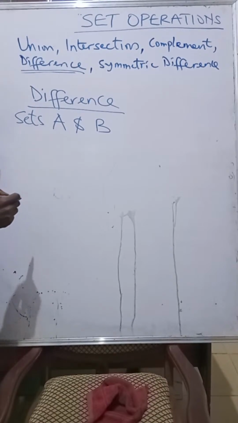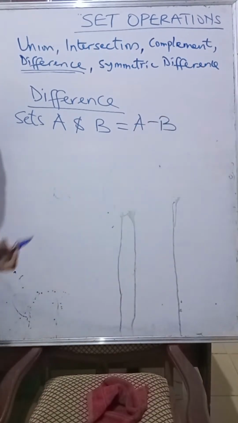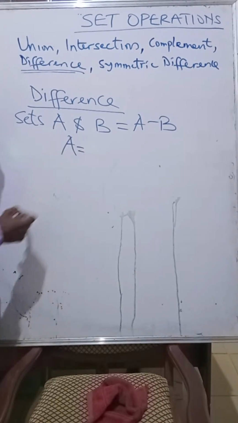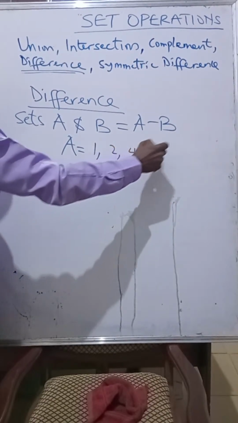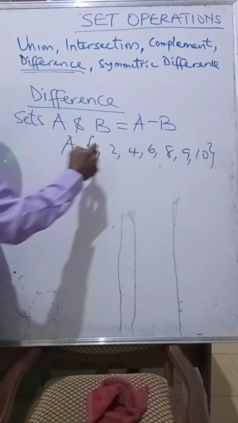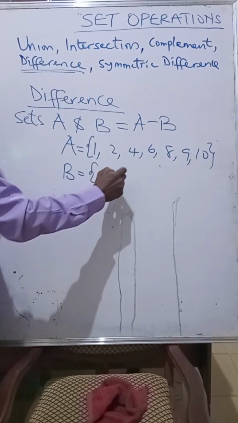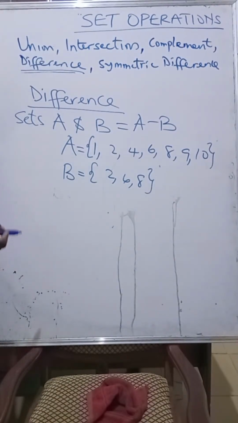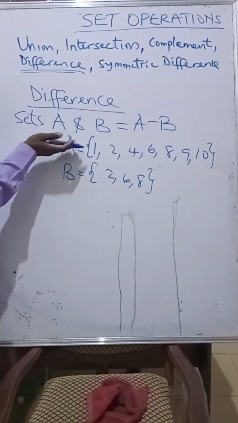Okay, so the difference is just A minus B. That's the difference. Imagine you have your A as 1, 2, 4, 6, 8, 9, 10. Then you have your B as 4, 6, 8. So what you are doing with A minus B is removing the elements of B from A.